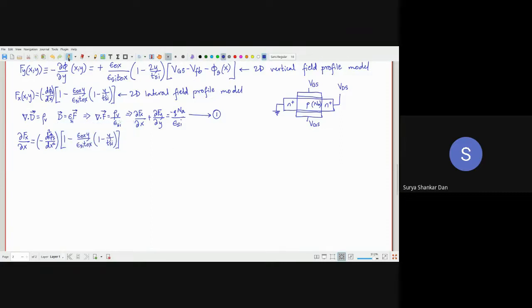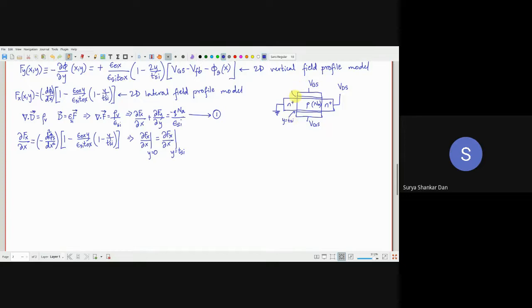Okay, so just keep in mind, what does it imply? That del fx, del x at the surface, that means top surface, y equal to 0, as well as del fx, del x at the bottom surface, when y equal to tsi. ठीक है, यहाँ पर what is this point over here? This is y equal to tsi.